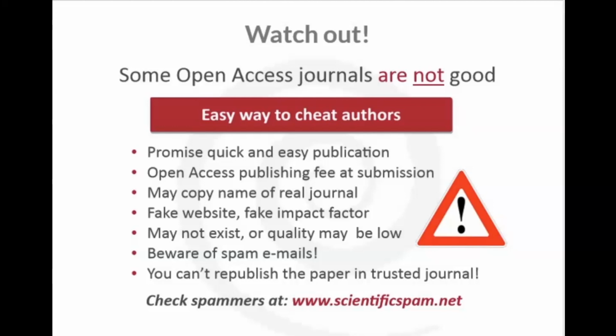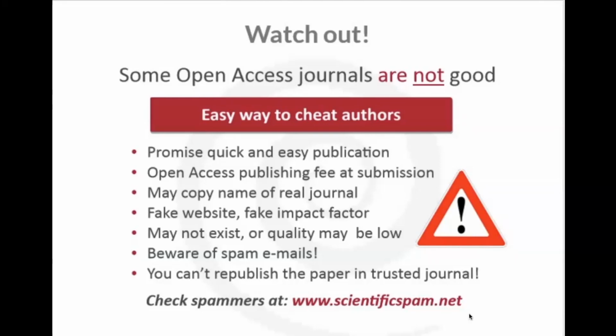That's also an issue out there, because impact factors issued by Clarivate Analytics are the only reputable source where journals get their impact factors from. But of course, predatory publishers can just say that their journals have impact factors, and their quality may be low, or they may not really exist at all. So beware of spam emails. If you end up publishing your paper in a predatory journal, you have published it nevertheless, and so you may not be able to republish in a trusted journal.